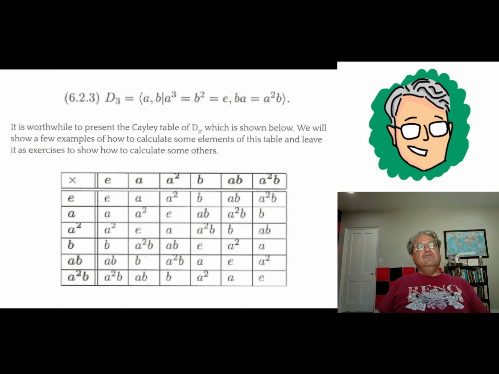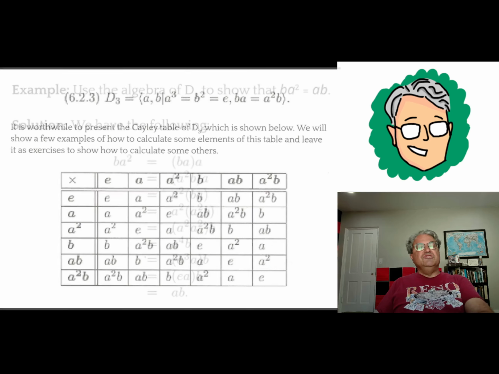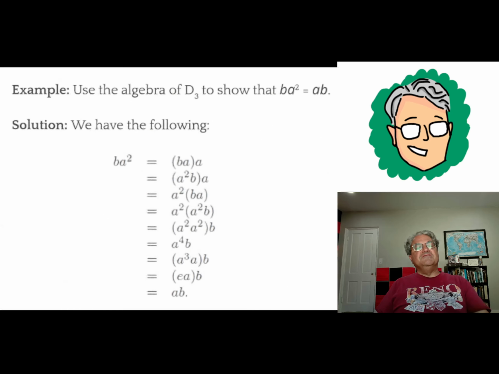Or if you wanted to know, for instance, A squared B times B, well, the B's just multiply. That's going to give you A squared. But how about A squared B times A? You can look that one up. That's the bottom row in the second column. That's AB. And I actually do a couple examples like this in my book.